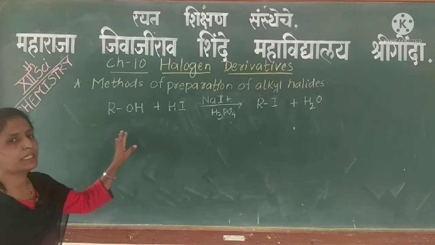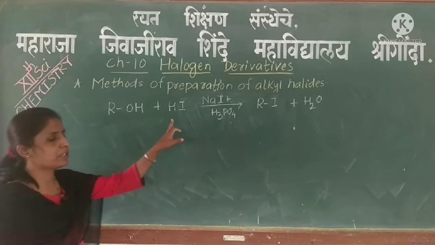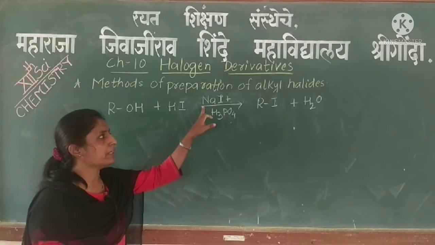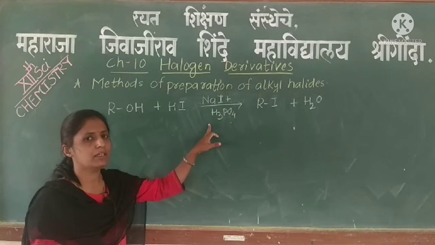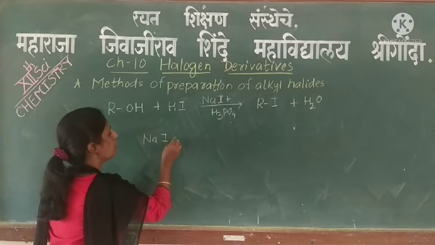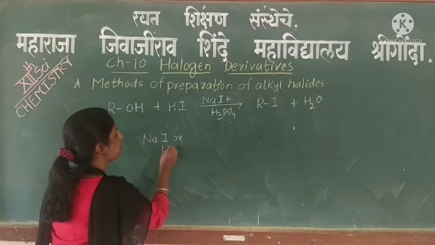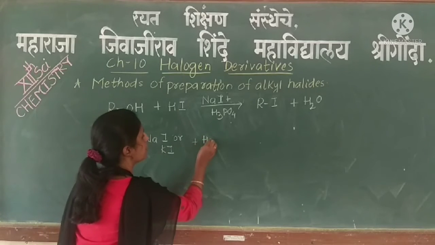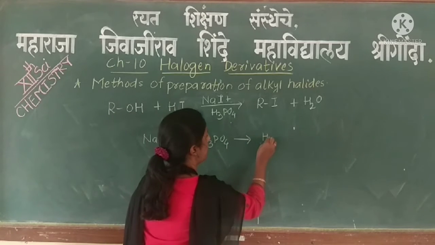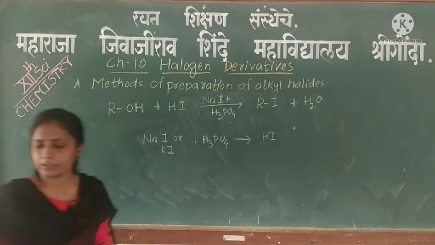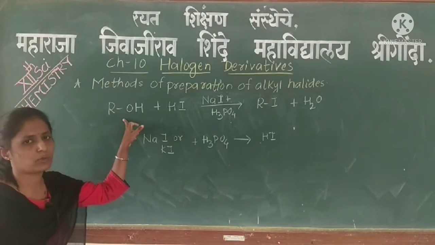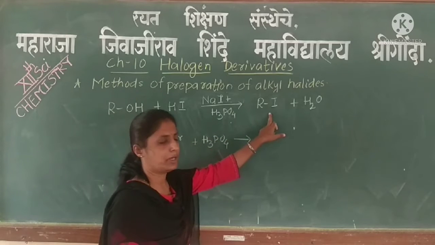Now the condition for obtaining alkyl iodide from hydrogen iodide is that alcohol reacts with hydrogen iodide, and the reaction mixture contains sodium iodide or potassium iodide along with H3PO4. It gives you hydrogen iodide, and this hydrogen iodide then reacts with alcohol to give you alkyl iodide.